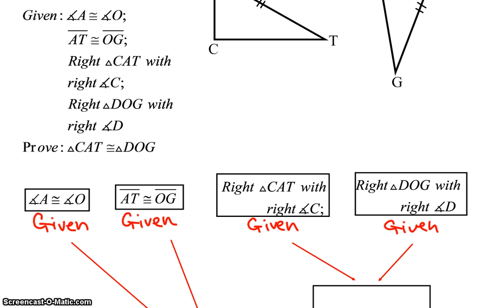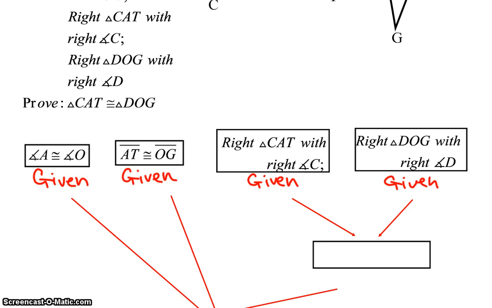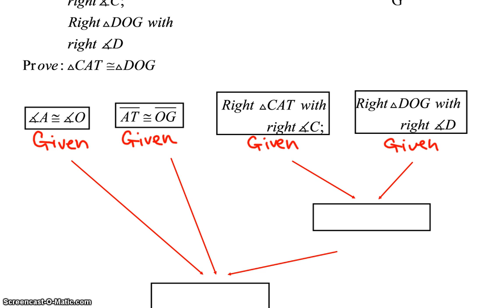Now, the first piece tells me nothing. Angle A congruent to angle O does not lead to anything. Segment AT congruent to segment OG does not lead to anything. However, the fact that I have right angle C and right angle D does. We should know something about right angles, and hopefully we know the theorem. Take a minute, think about it, write down what you think should be the reason, and then check your answer.